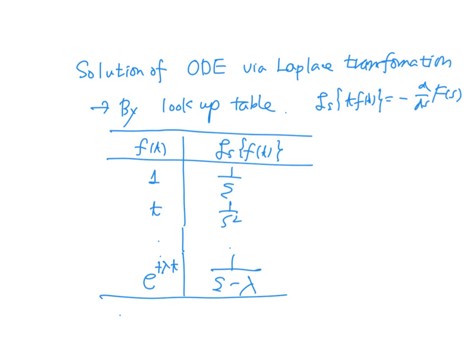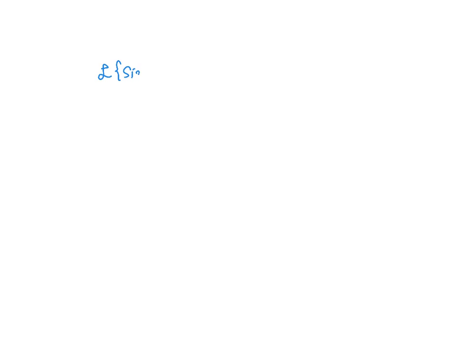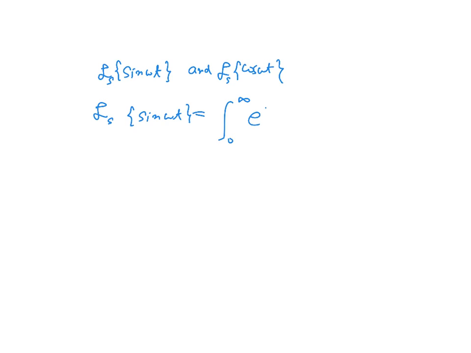So maybe we need to have more table. So let's do that. Laplace transformation of sine omega t, cosine omega t. It's actually doable. The Laplace transformation of sine omega t is the integral from 0 to infinity of exponential minus st sine omega t dt. Probably you have done this integral in high school. What you can do is use integration by parts twice. It may take maybe one or two pages. But there is a simpler way.